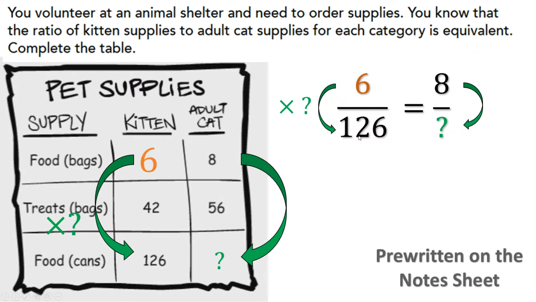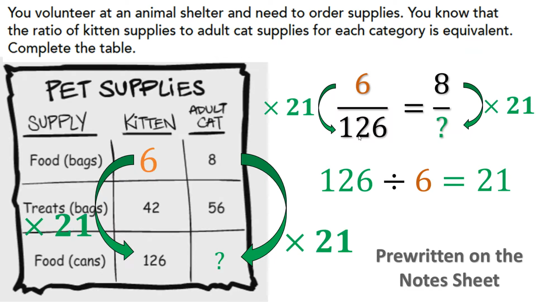6 goes into 12 twice, and then 6 goes into 6 once. So we're going to have our answer of 21 being the multiple. That is not the value here. That's the relationship. So 6 times 21 is 126, and 8 times 21 is 168.